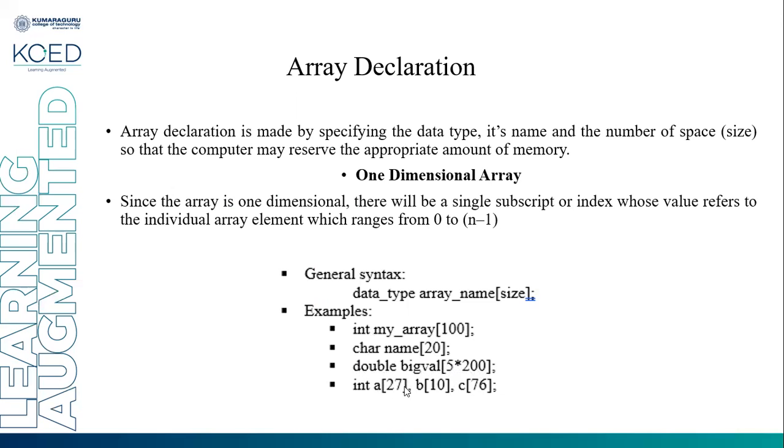So integer a of 27 will store 27 elements, b of 10 and c of 7. So we are declaring variables by using the comma operator. We can declare more than one array in a single statement by using the comma operator. So these are all the different ways to declare an array.